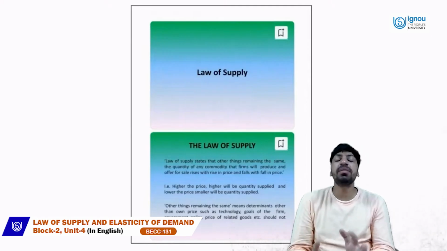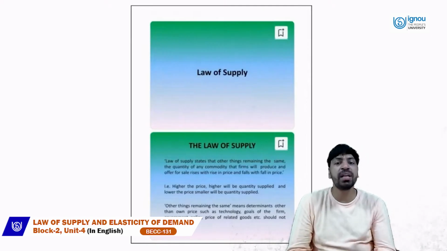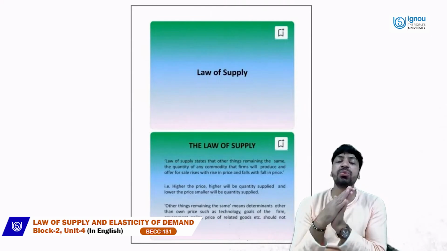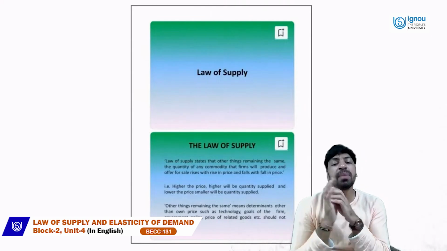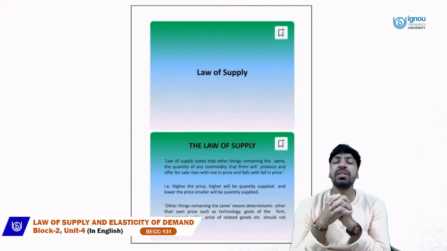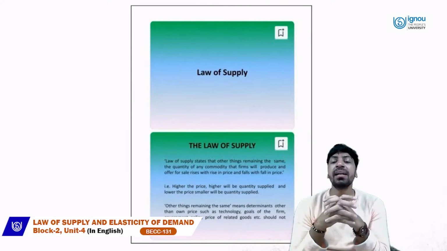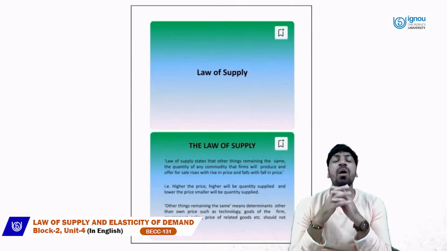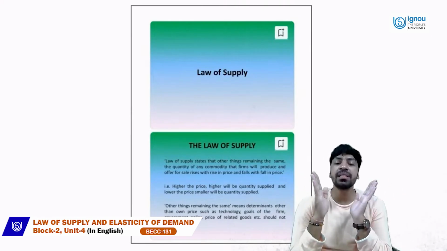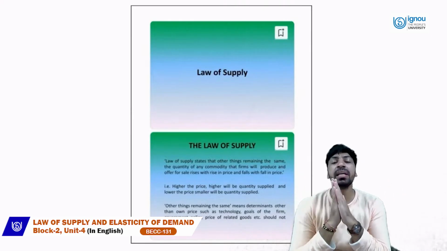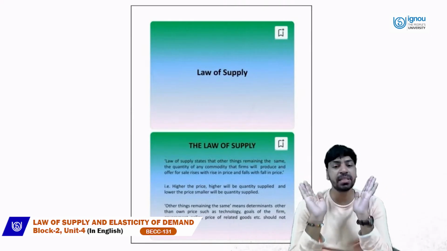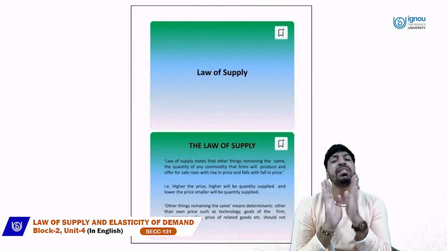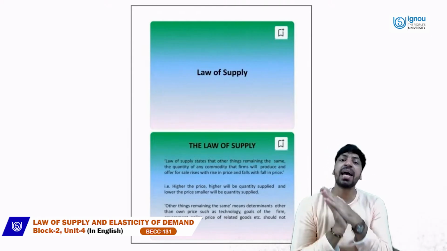Now the concept is the law of supply. What is the law of supply? It is a rule for what supply stands for. The rule states that other things would remain the same. That means all the factors which have been explained earlier would remain constant. Only the price and supply change.